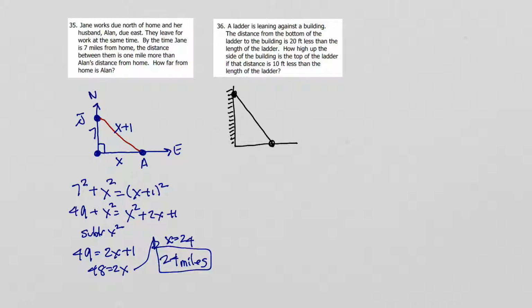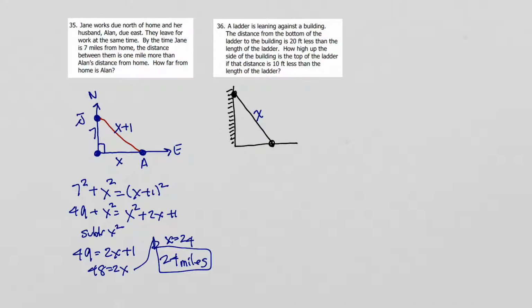Now, what do we know? The distance from the bottom of the ladder, I guess that's right here, to the building, that distance right there, right? The distance from the bottom of the ladder here to the building is 20 feet less than, okay, here's that less than. So what follows it? The length of the ladder. So that's going to be our x. So let's represent the length of the ladder with x.